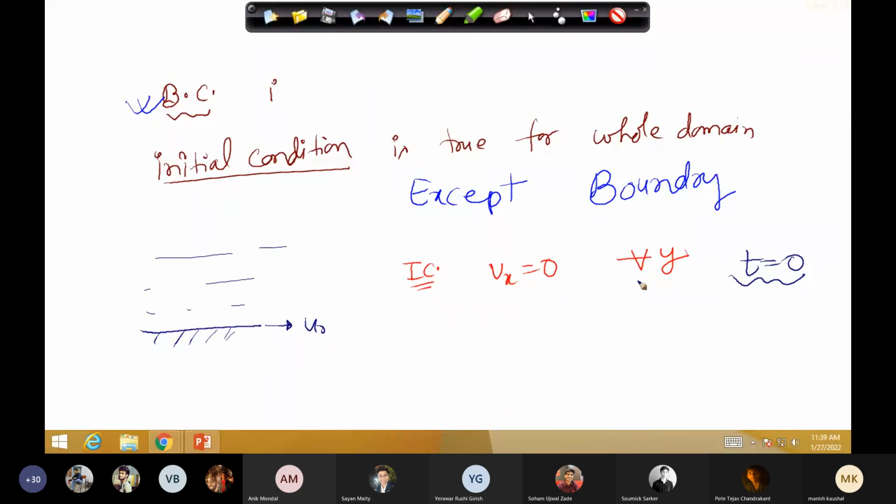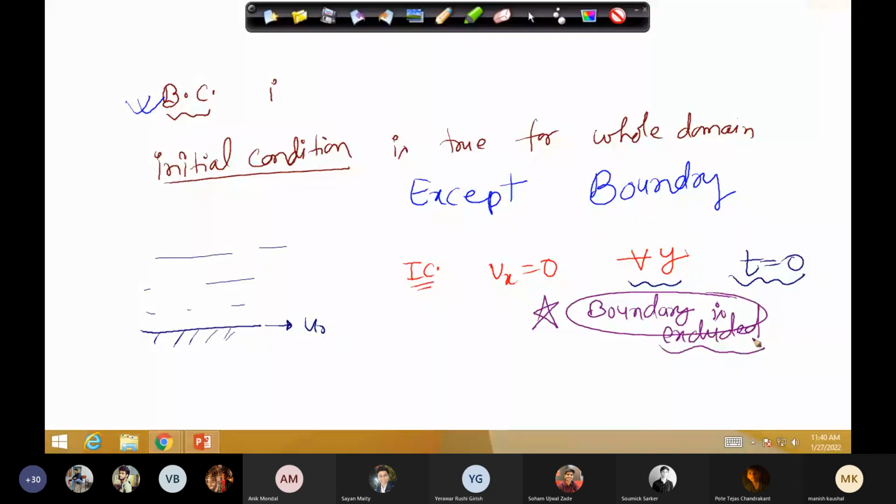So now one can ask, sir, you are saying for whole y. But when you say for whole y, boundary is excluded. You have to remember this. Boundary is excluded in this whole y. Otherwise, boundary condition is something which drives your problem. So boundary is excluded always. That's why you have separate boundary condition. So let's write out boundary condition then.